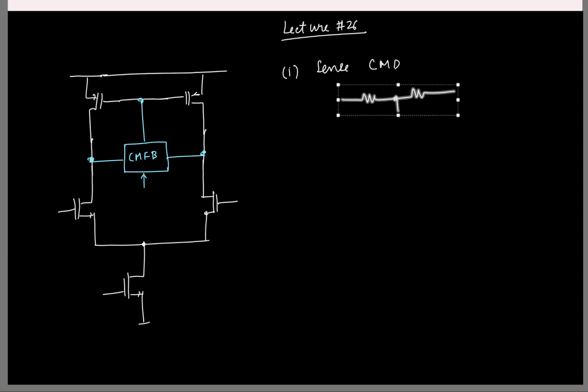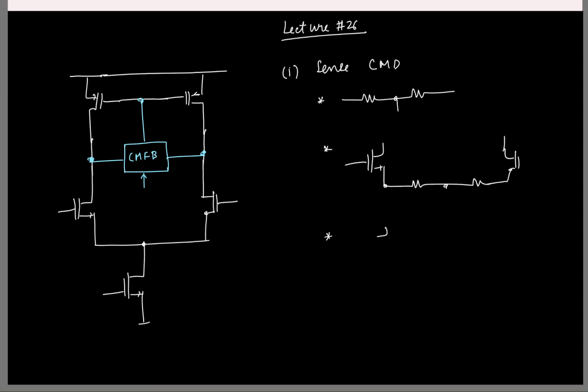What did we do to avoid loading? We can use a buffer. You can put a source follower here and then have the two resistors like this. And if you recollect, we also saw you can take the average using two MOSFETs directly, where you connect VOP and VOM here.